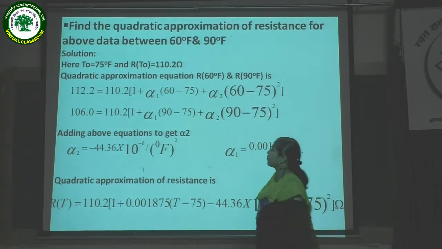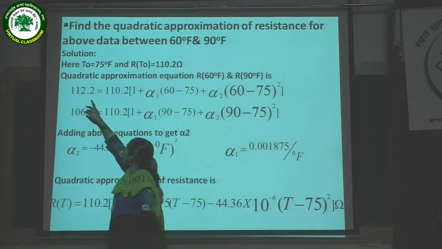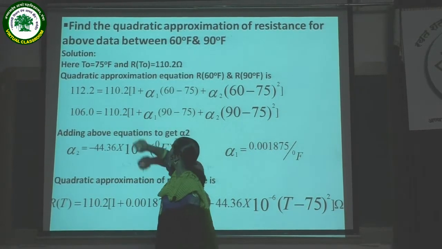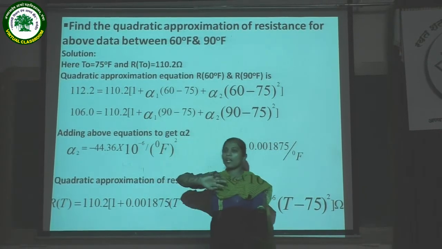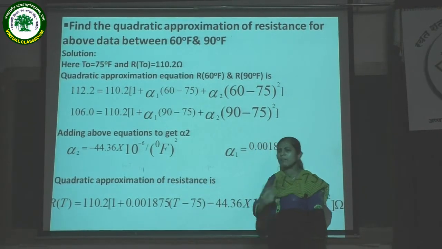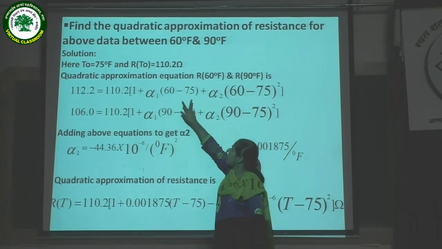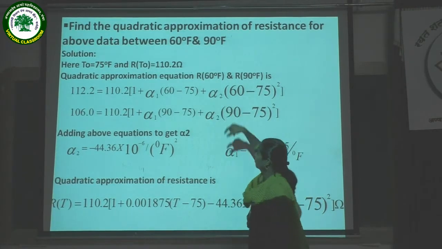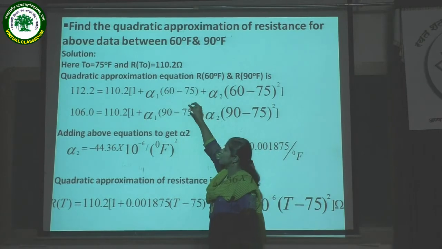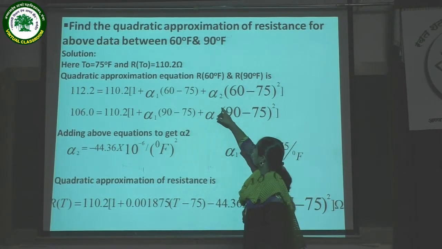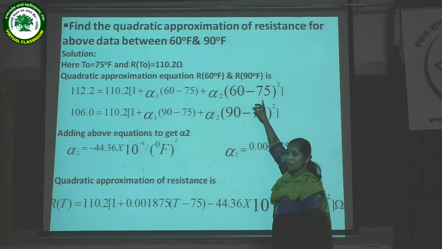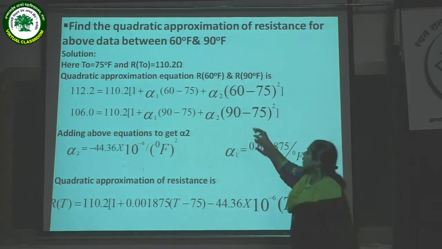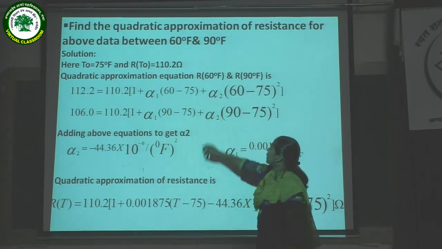So R at 60 degrees Fahrenheit, whose corresponding resistance is 112.2, equals RT0, that is 110.2, times 1 plus alpha 1. Since we do not have any value of alpha 1, let us keep it as it is. In the parenthesis we have 60 minus 75, because 60 is our temperature and 75 is the midpoint temperature, plus alpha 2, again 60 minus 75, but this time we have the square of that term. This was regarding resistance at 60 degrees Fahrenheit.